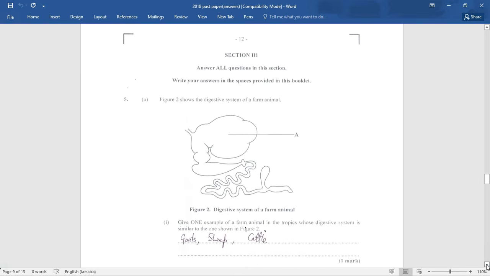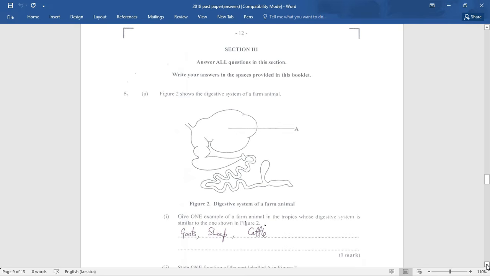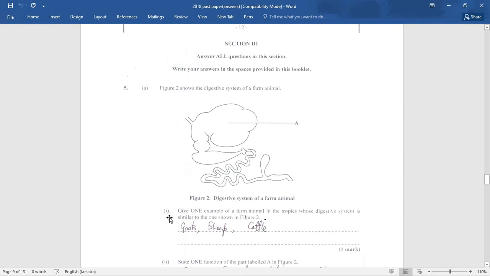Alright, so here we have question number 5. Alright, so question 5a goes, figure 2 shows the digestive system of a farm animal. 1. Give one example of a farm animal in the tropics whose digestive system is similar to the one shown in figure 2. Alright, so this is a ruminant digestive system.